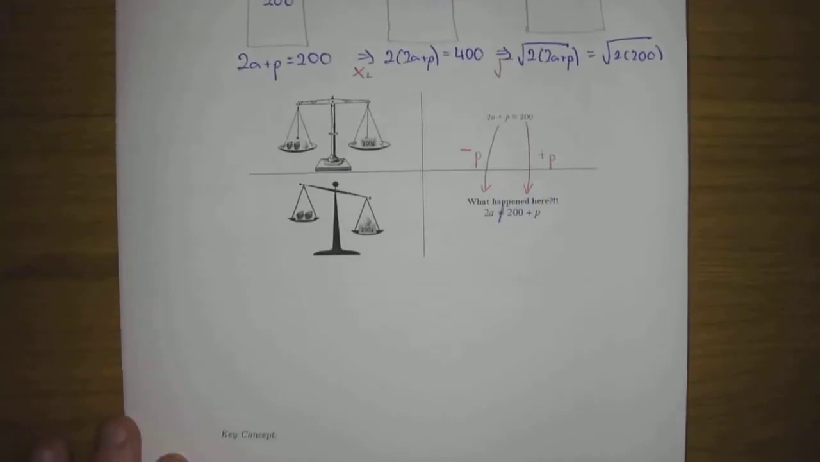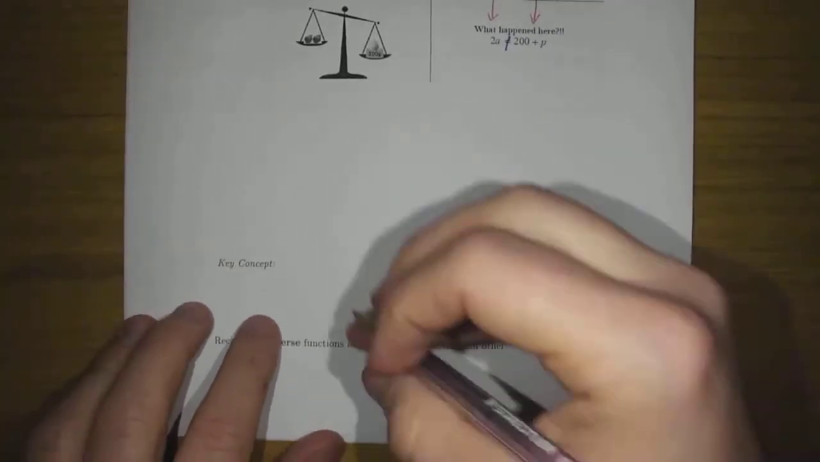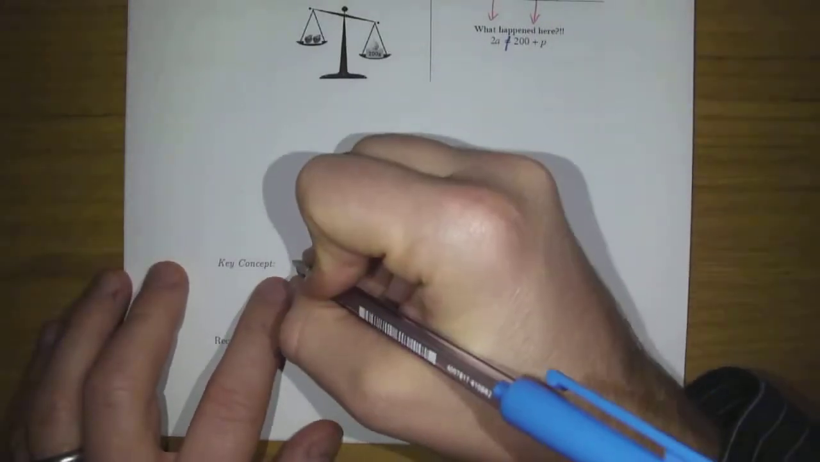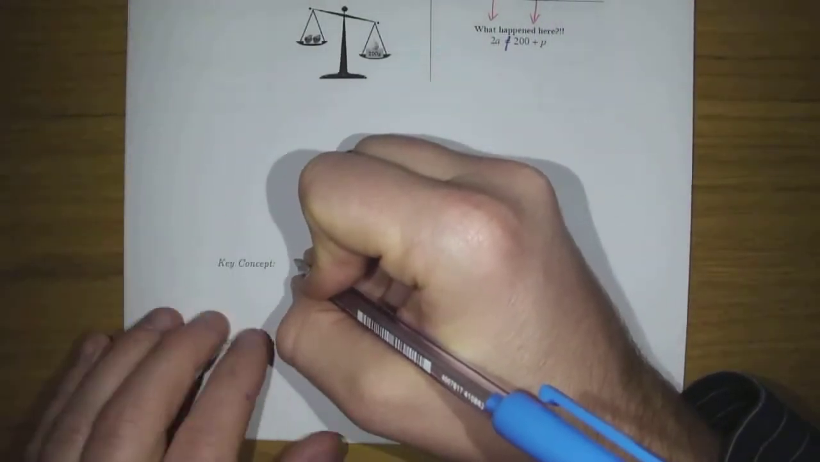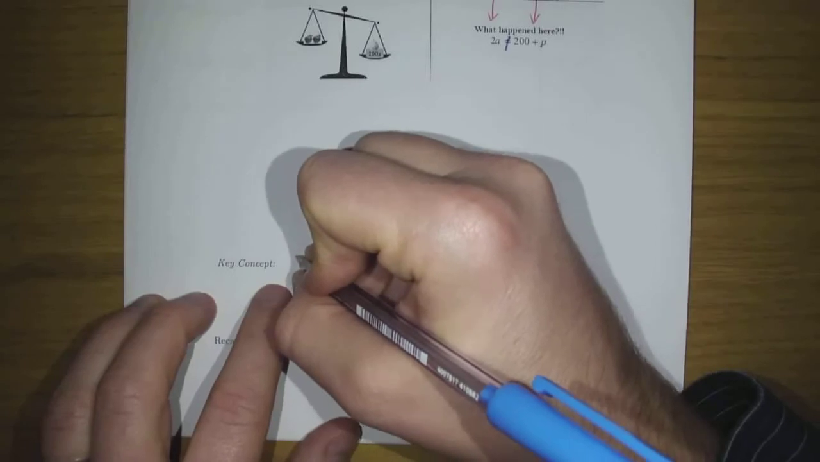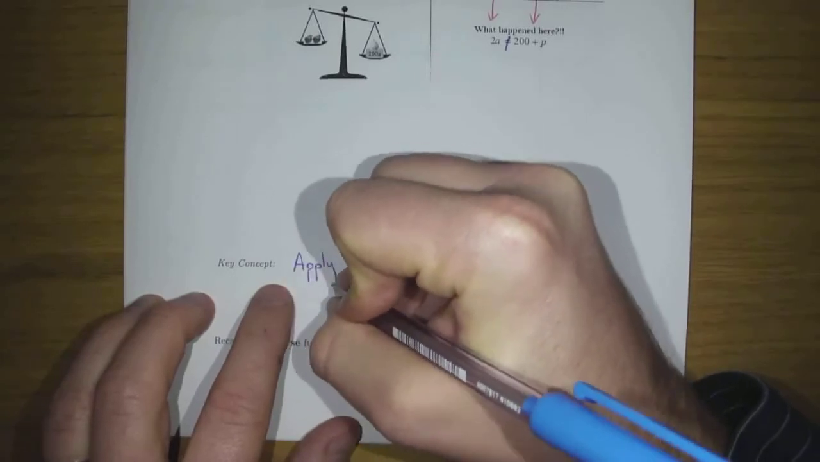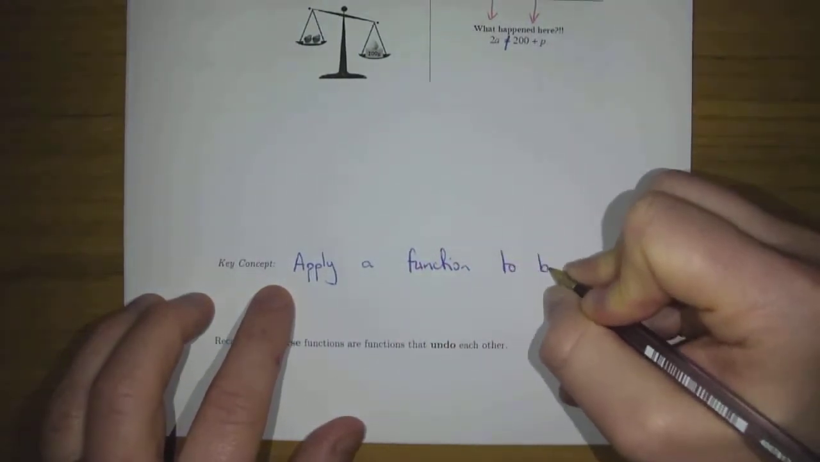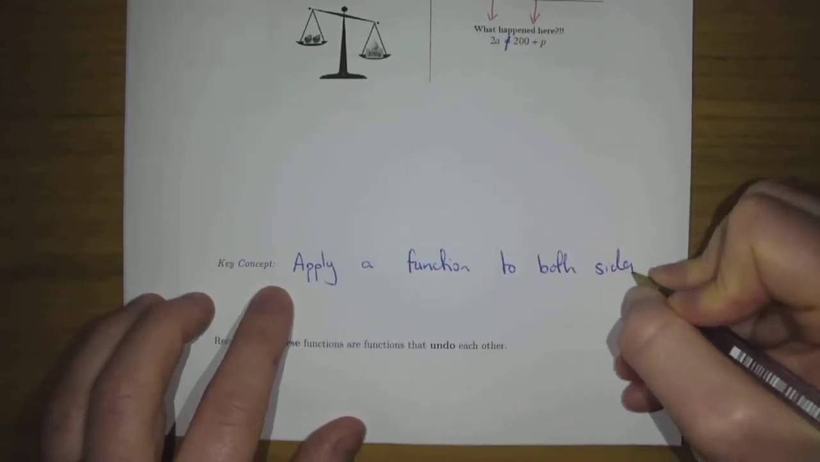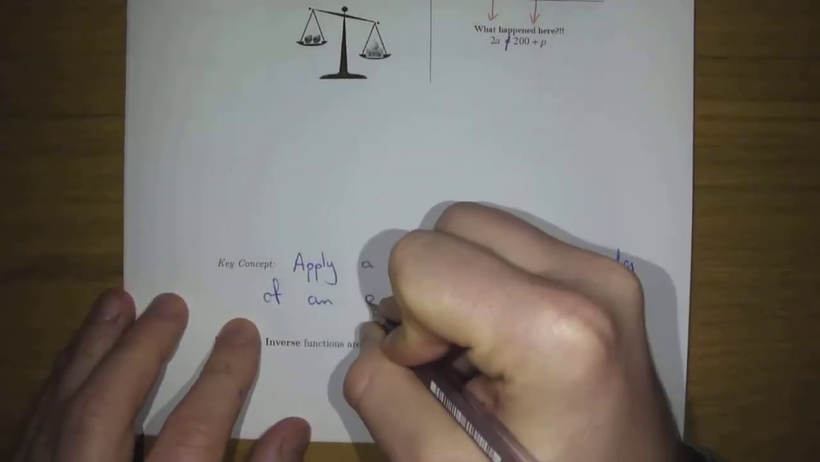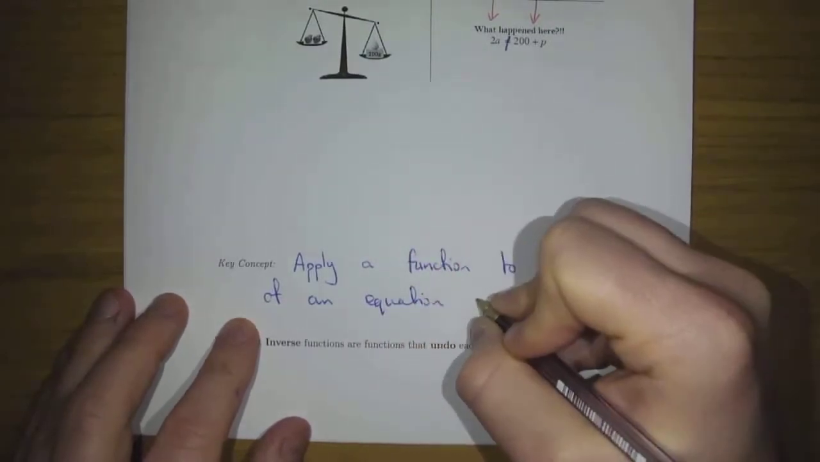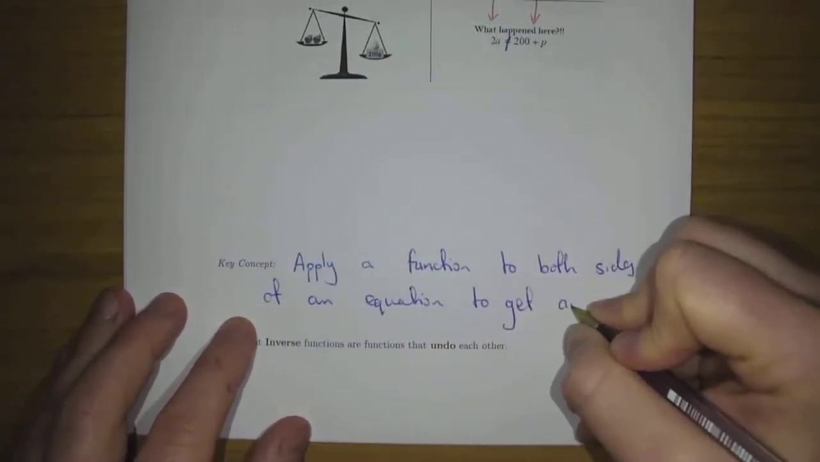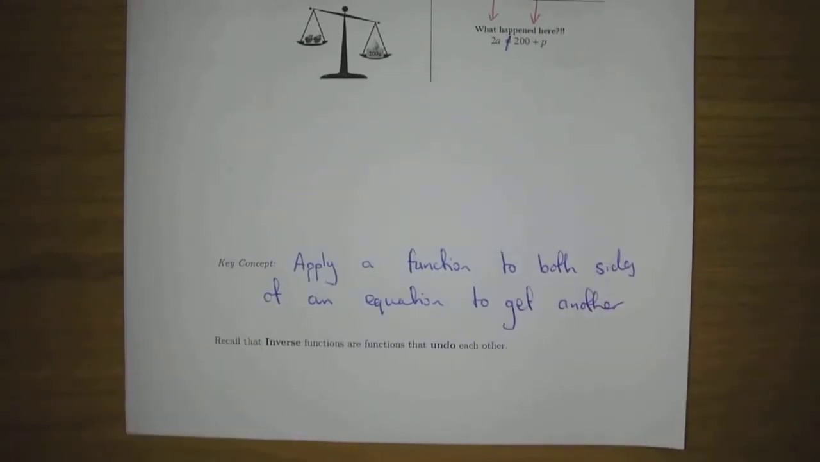So the key concept here, I think, is if you have an equation, apply a function, and it's pretty much any function, to both sides of an equation to get another one. Now, why do you want to make another equation? Well, we'll see. Now remember, inverse functions are functions that undo each other, and it works both ways.